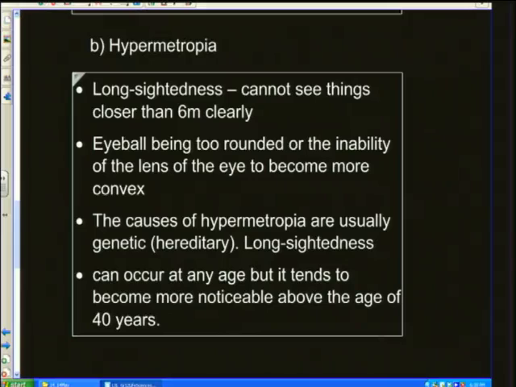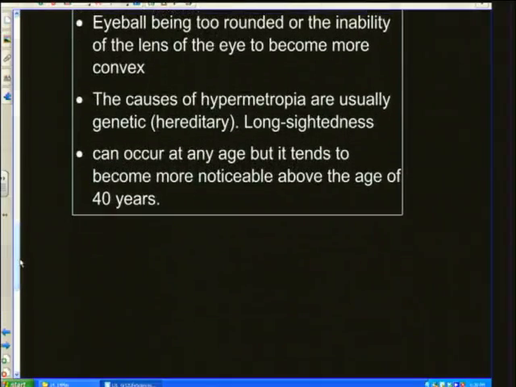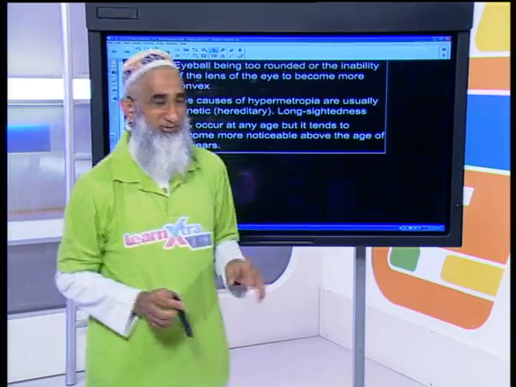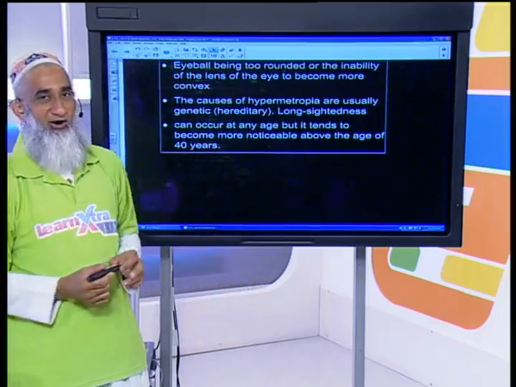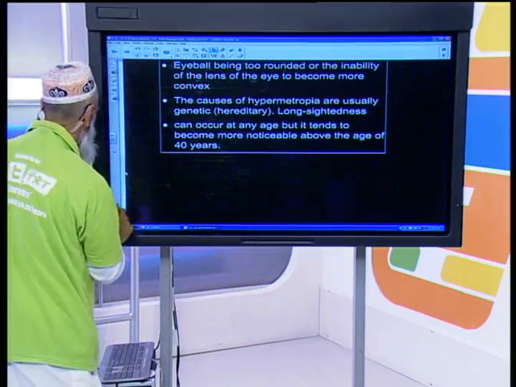Hypermetropia, we spoke about it earlier. This is long-sightedness, and we gave you the reason earlier. The eyeball is too rounded or the lens is too flat. Mainly genetic. If one of your parents has it, you're probably going to get it. Long-sightedness can occur at any age, but it tends to become more noticeable above the age of 40. Let's move on from that one quickly.